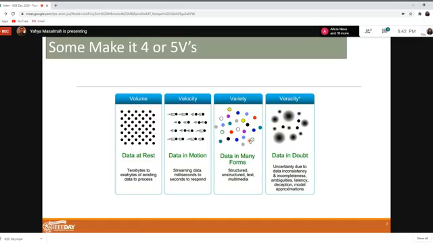Veracity: data in doubt, uncertainty due to data inconsistency, incompleteness, ambiguity, latency, deception, model approximations, and all this stuff.